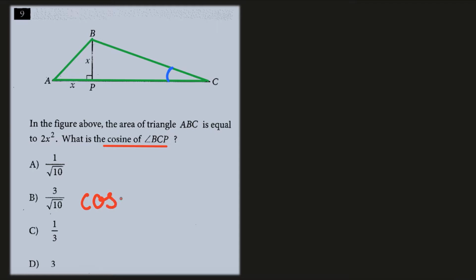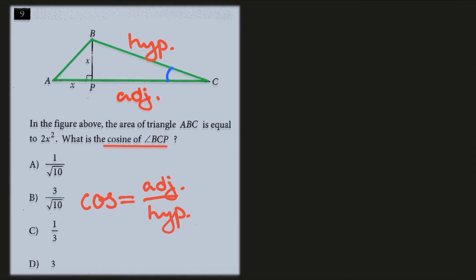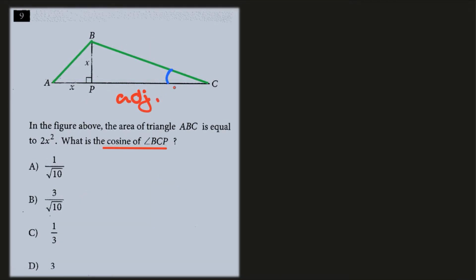want to recall the definition of cosine, in which given an angle in a right triangle, as we can see here, the cosine would be the adjacent side to that angle divided by the hypotenuse of that triangle. So in this case, line segment PC would be our adjacent side, and line segment BC would be our hypotenuse. So we first want to solve for the adjacent side to this angle, and to do so, we need to calculate the length of line segment AC, which will allow us to get PC.